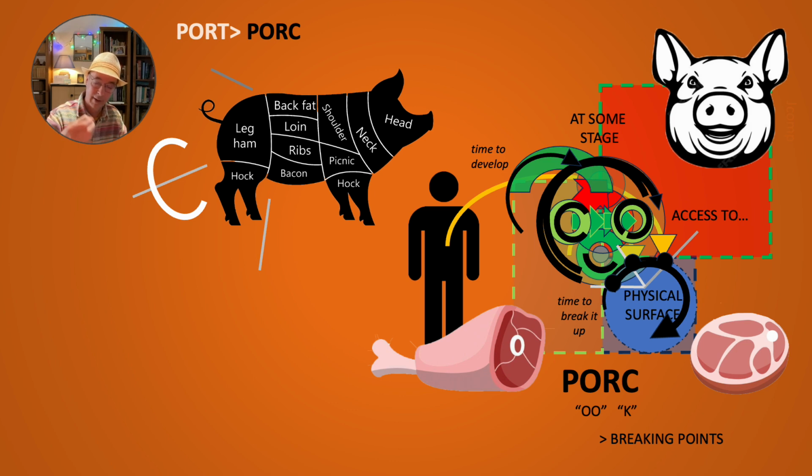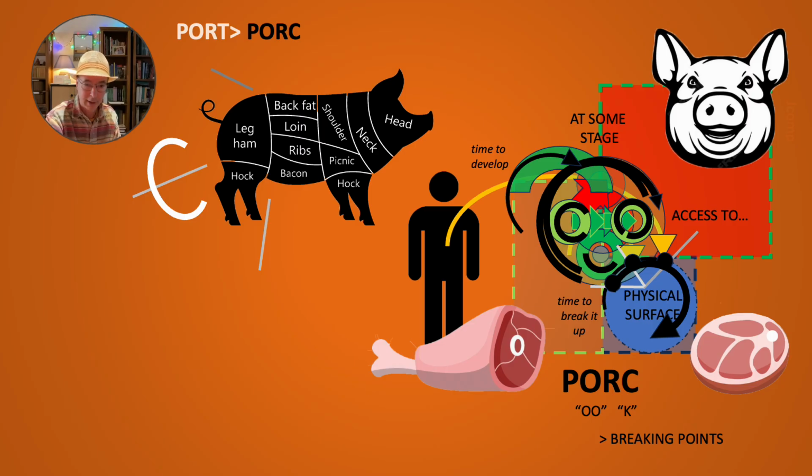Then you will have access to the PORC. The pig is there all the time. It grows and so on. Once it's ready, it can turn and change into the PORC. And the PORC is the parts of the meat which I will break apart and choose and have access to at the right time, at the right moment.